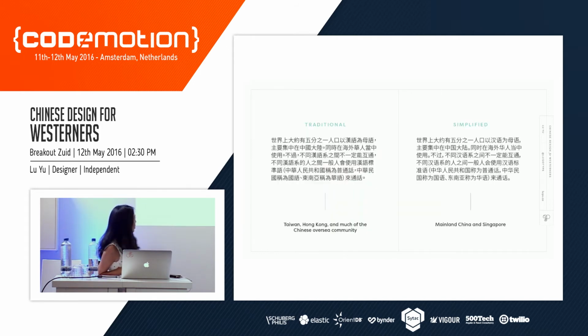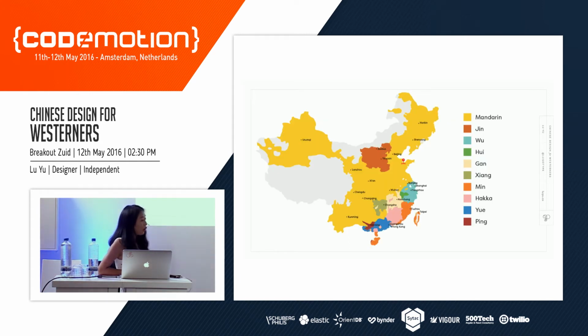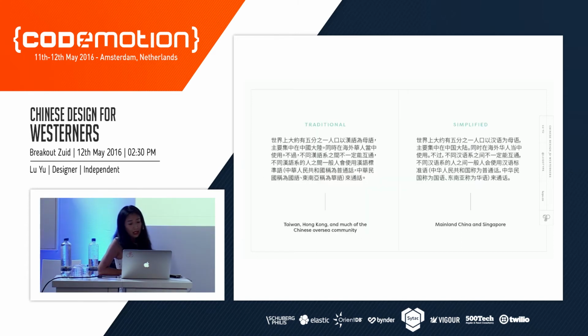However, there are two types of written Chinese, traditional Chinese and simplified. They look quite similar, but if you look closer, in simplified Chinese some of the characters have fewer strokes, so it looks less busy and less dense. In Taiwan, Hong Kong, and much of the Chinese overseas community, they use traditional Chinese. And in mainland China and Singapore, we use simplified Chinese. So that means, although we can't really talk to each other because we have different dialects, we are able to just write to each other.